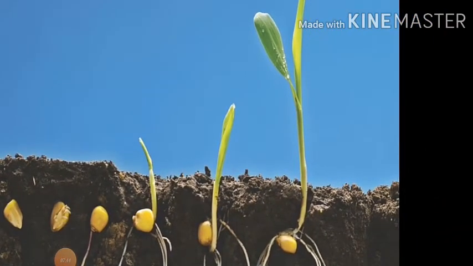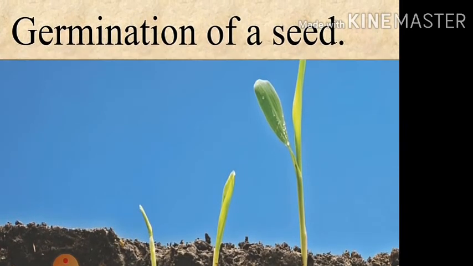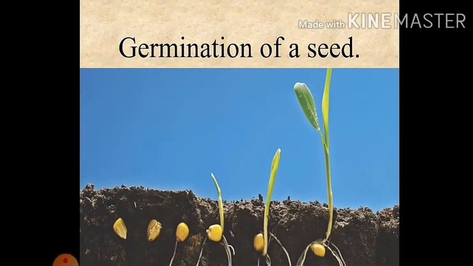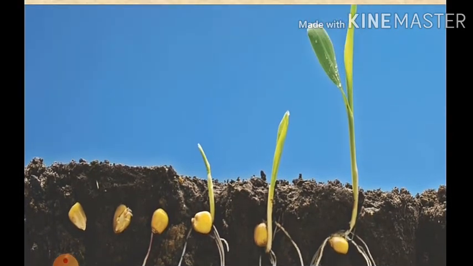Here you can see in this picture, the seed is slowly growing into a small plant, and eventually it will grow into a big plant. So this is known as germination of seed.